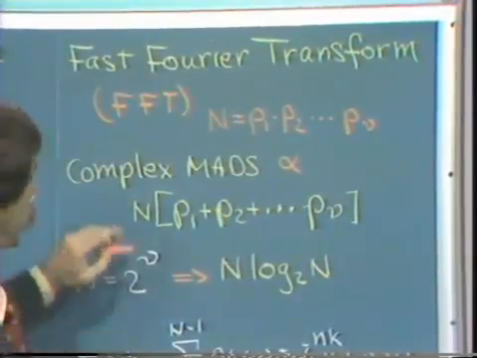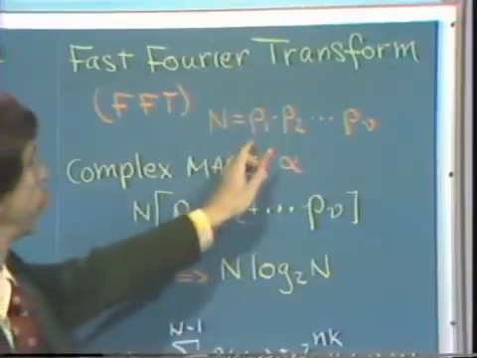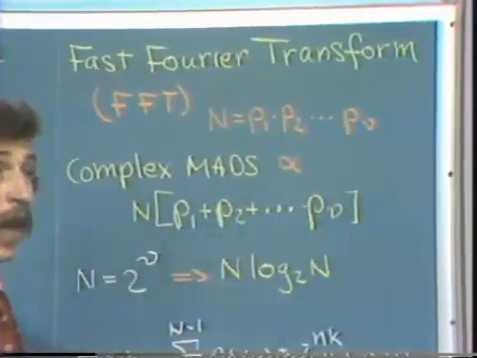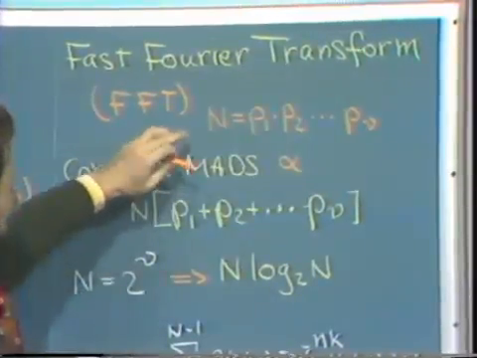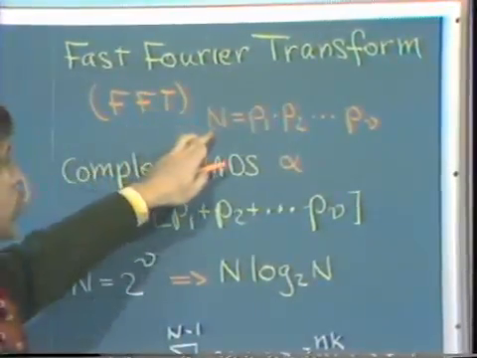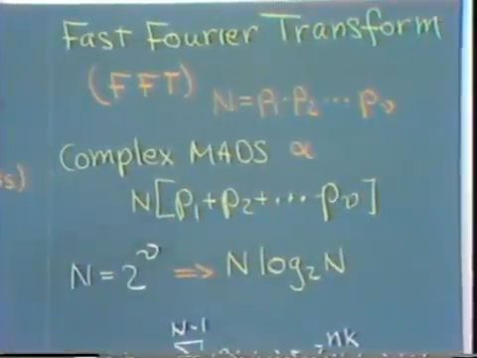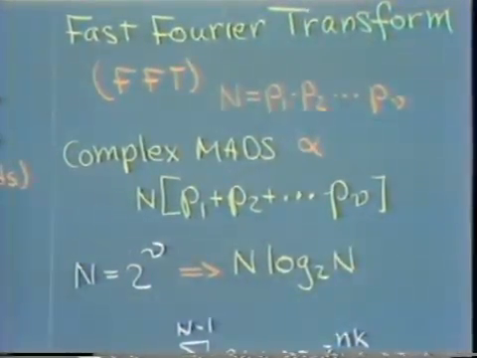Let me incidentally comment that although I've referred to these p's as primes, they in fact don't have to be primes. The important issue, as we'll see, is that n be representable as a product of numbers, and it's not particularly important that those numbers turn out to be primes.